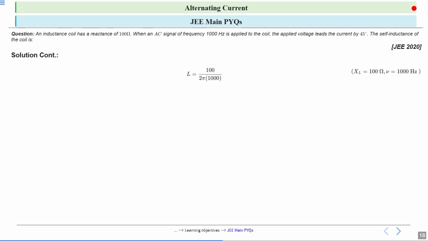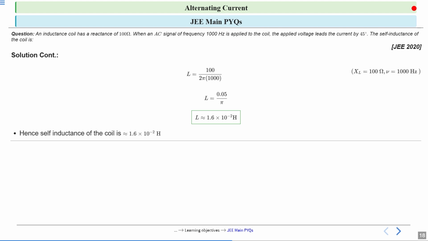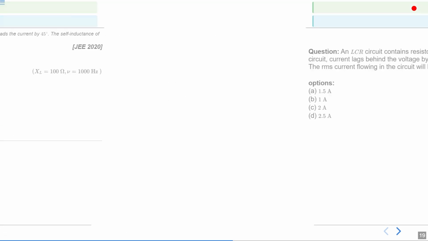So L will be equal to 100 upon 2 pi into 1000, which is 0.05 upon pi. And L will be approximately equal to 1.6 into 10 to the power minus 2 Henry. Hence the self-inductance of the coil is 1.6 into 10 to the power minus 2 Henry. So the phase difference of 45 degrees given in the question has no use. Okay, so next question.